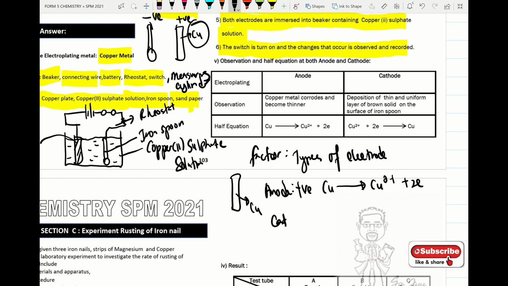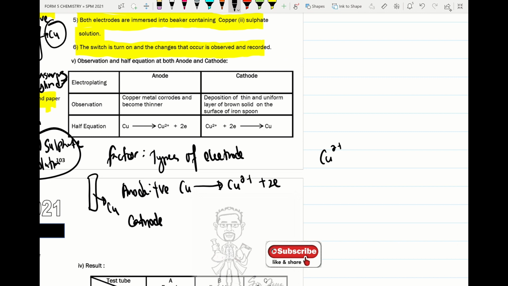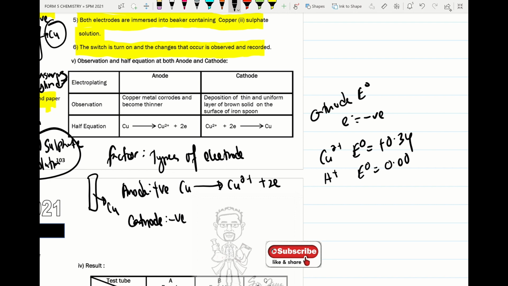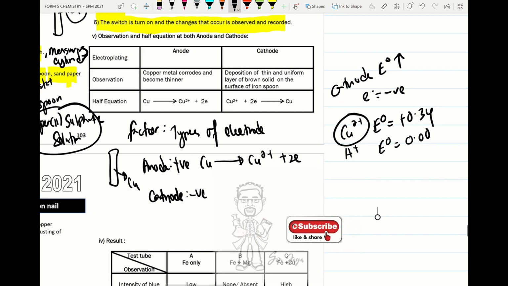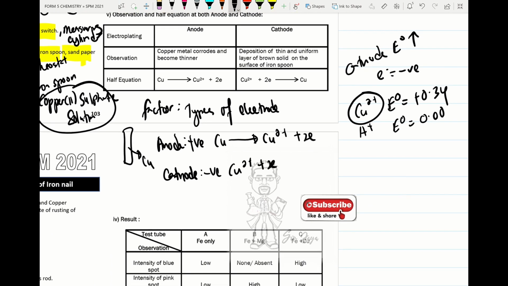Next, the cathode. Please check the solution: copper(II) sulfate solution contains copper(II) ion, sulfate ion, hydrogen ion, and hydroxide ion. The cathode undergoes reduction, so it will gain electrons. The charge of an electron is negative, so negative repels negative, and we remove these two ions. The E° value of copper(II) ion is positive 0.34, and for this one the E° value is 0.00. Please remember, the cathode always chooses the higher E° value. So the ion discharged will be copper(II) ion. At the cathode, copper(II) ion gains 2 electrons and forms copper metal, a brown solid.